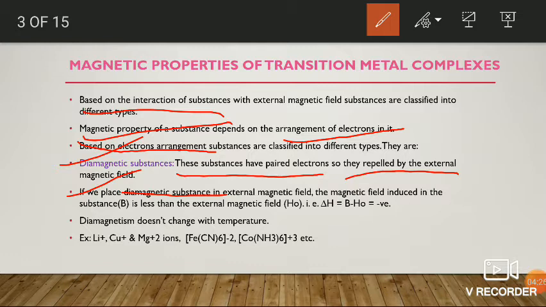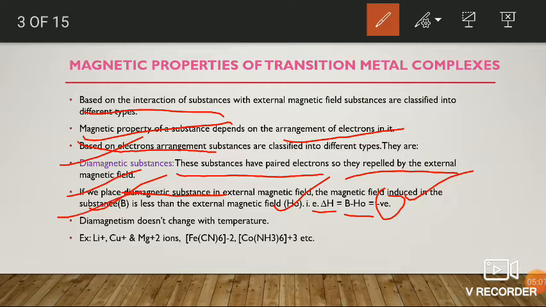If you take the difference, delta H is equal to B minus H0. Here B is the induced magnetic field strength which is produced in the substance in the presence of the external magnetic field, and H0 is the strength of the external magnetic field. In diamagnetic substances, this difference between the induced and external magnetic field strength is always negative.